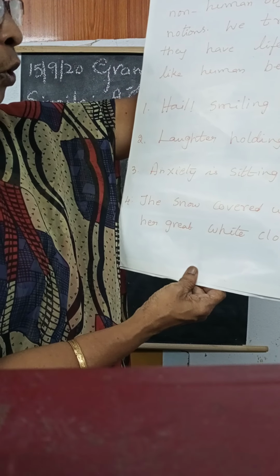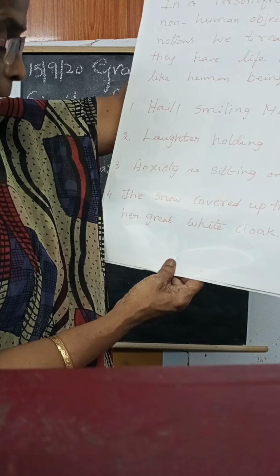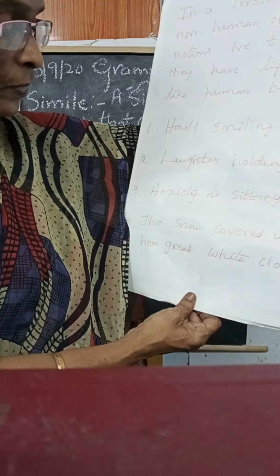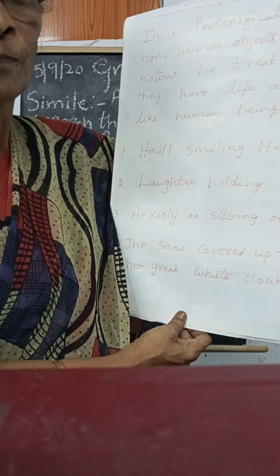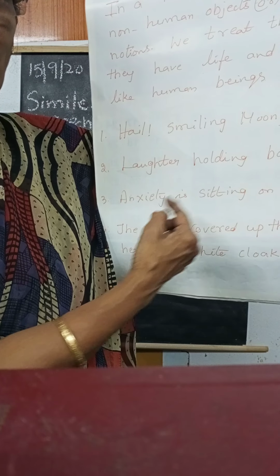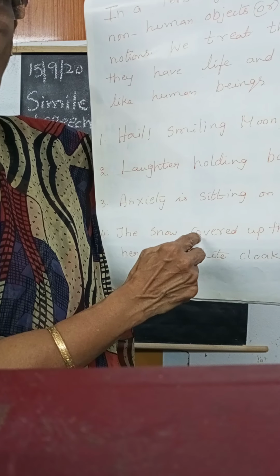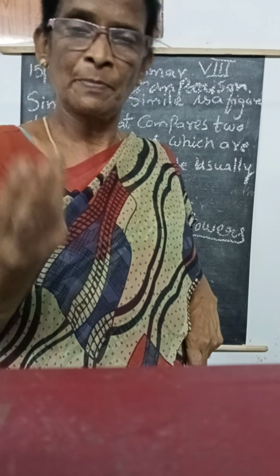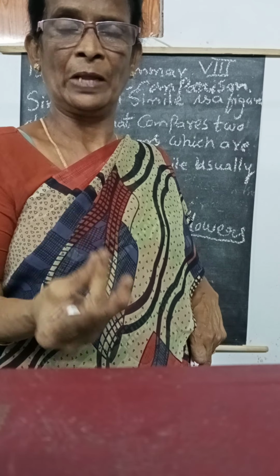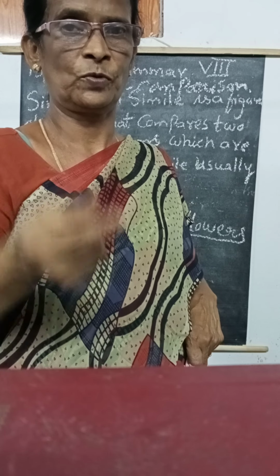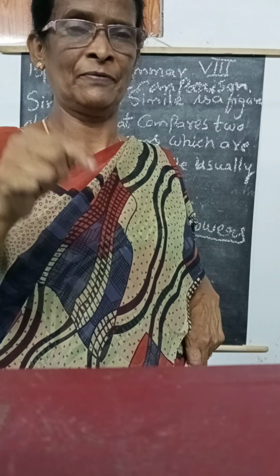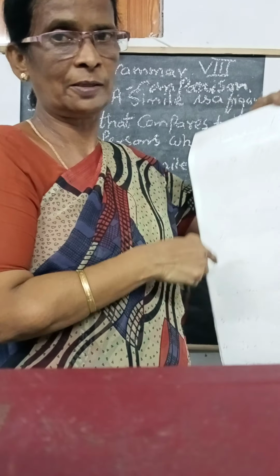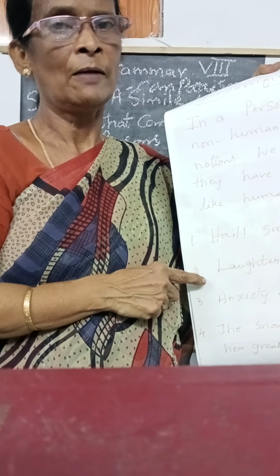And the fourth one, "The snow covered up the grass with her great white cloak." Cloak means like a coat. White cloak, white coat. So here the snow covered the grass like a coat. So these are known as personification. The first one is simile, the second is metaphor, and the third is personification. These three are the grammar part of the 8th class, and yesterday I taught the poem, in which we got these three. These are very important; maybe you'll get them in the examination also.